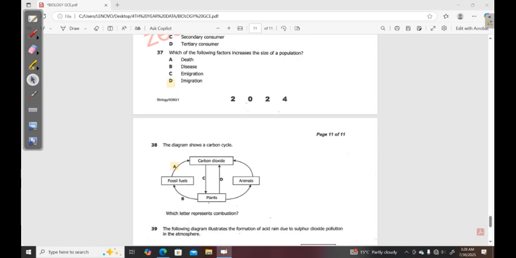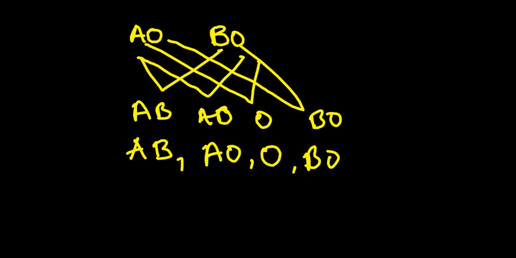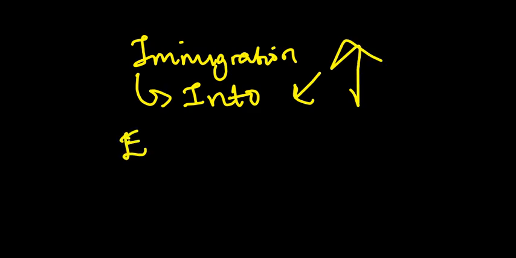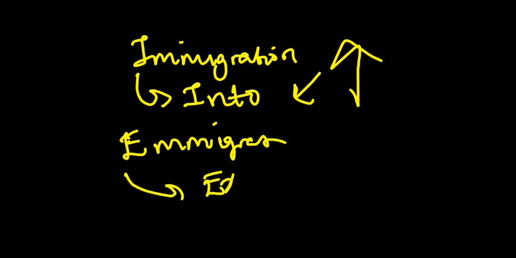Okay, just a minute. Next page. So you see, this is immigration. You can remember a simple mnemonic: immigration is for into. So people are coming into the country, so there will be an increase of population. Then emigration, okay, people are going out. E for exit. People are exiting the country, so the population is going to decrease.